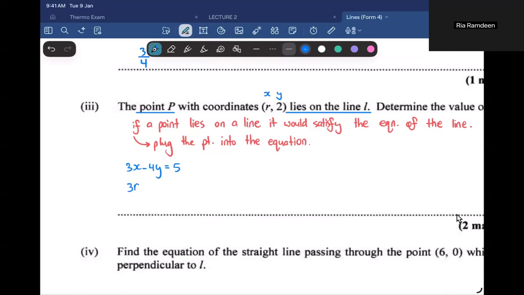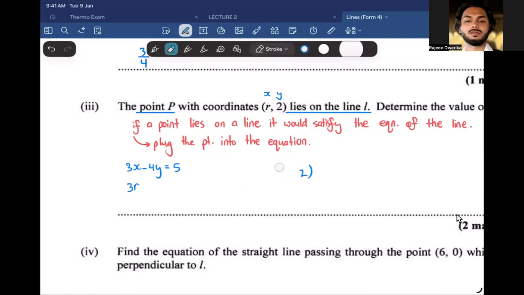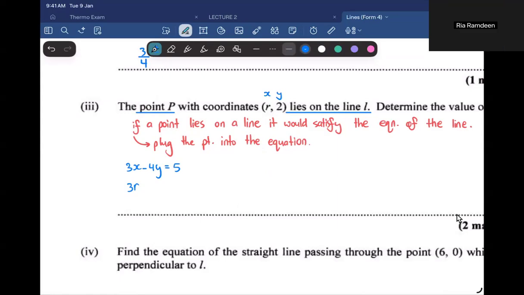If instead of R they were saying R plus 1, comma 2, you know how to say 3 open bracket R plus 1, because you'd have to expand it. But if it's just R like that, you don't have to put brackets. Otherwise you'd see 3 open bracket X close bracket, 5 open bracket Y close bracket, all of that. Right? So 3R minus 4 by what was Y? 2, and equals 5. Right.